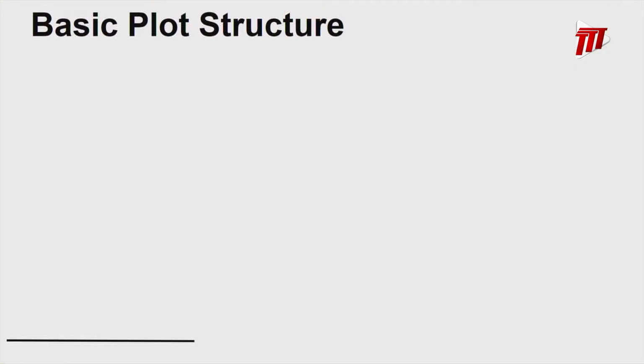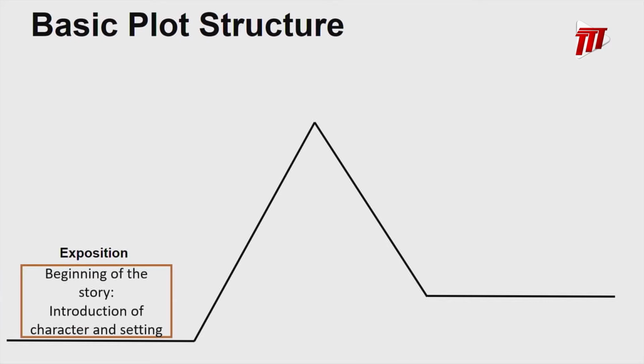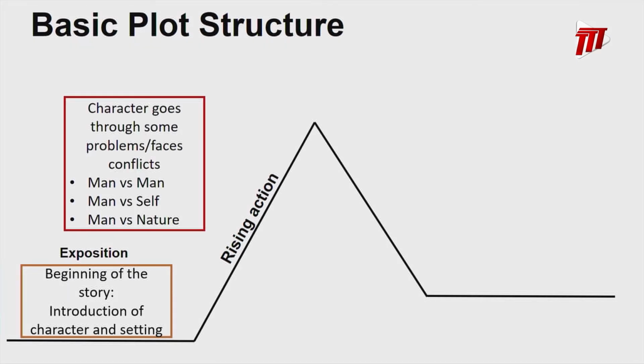Now, this is a basic plot structure. As you can see, it looks like a mountain with a very high peak. The first element is called exposition. The exposition is the beginning of the story. This is where the characters and setting are introduced. Next, we have the rising action. The character goes through some problems and faces conflicts.